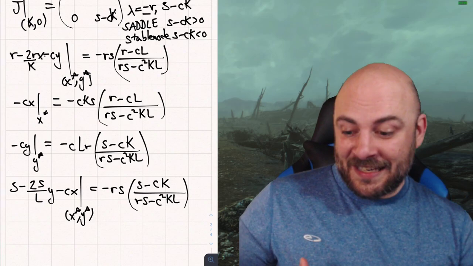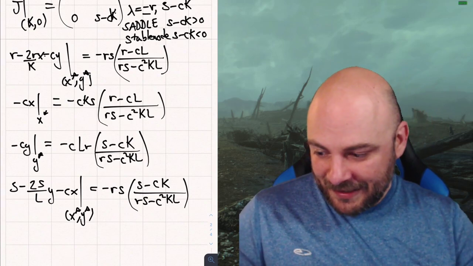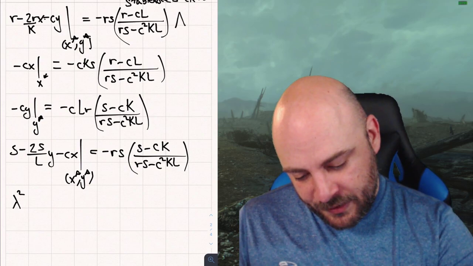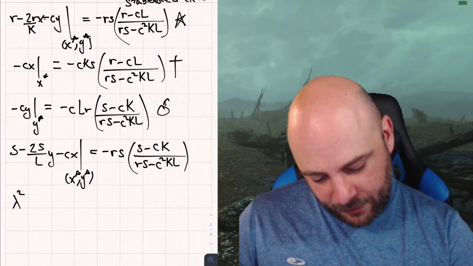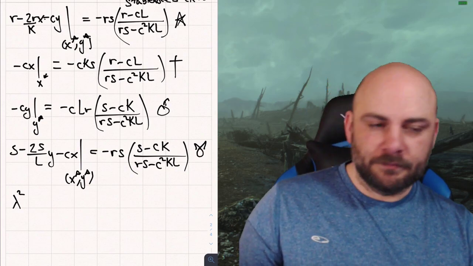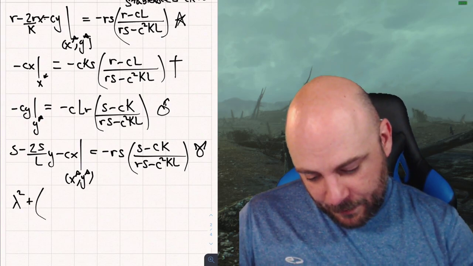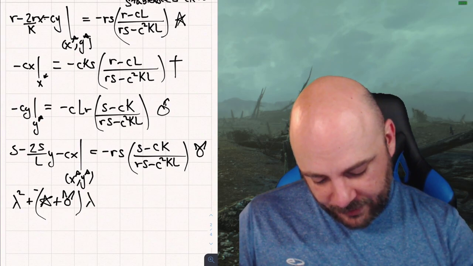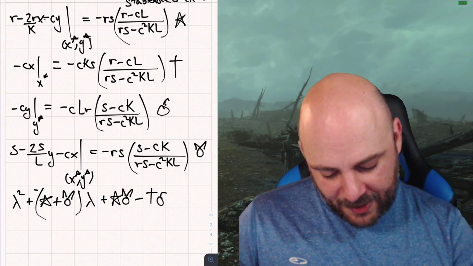Okay, this results in, quite frankly, an awful looking characteristic polynomial. If I were to write out the characteristic polynomial, you'd get a lambda squared. Now let's go ahead and call this star. Let's call this cross. Let's call this apple. Come on, apple. There we go. And let's call this kitty cat. Bear with me. Okay. So I'd get lambda squared plus parentheses star plus kitty cat, with a negative sign right there because that's appropriate, lambda plus star kitty cat minus cross apple equals 0.